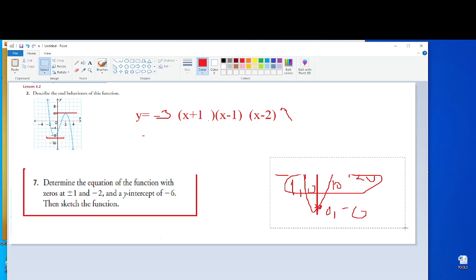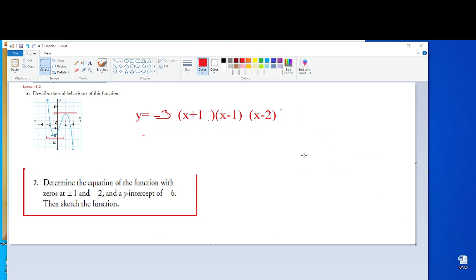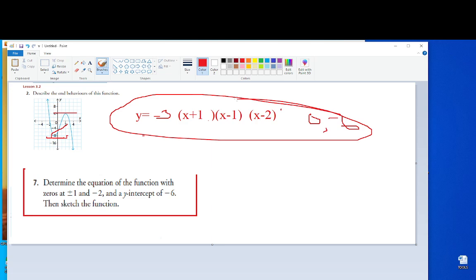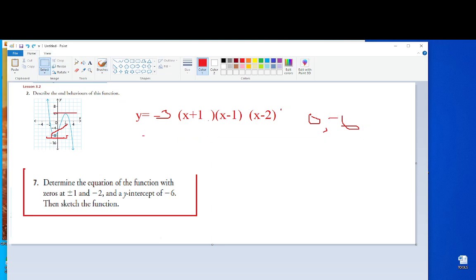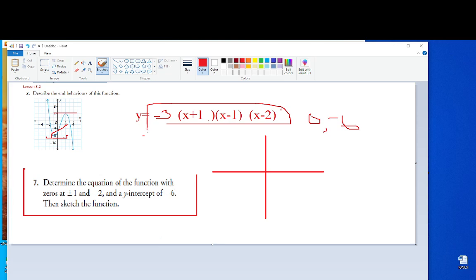You can test this out in Desmos and see if indeed this graph passes through 0, minus 6 and meets all these x-intercepts. I'm pretty sure it will, and that's why Desmos is very useful. You could also graph it yourself if you want. And you could take other values of x. For instance, we could take 0 and discover indeed this comes out to minus 6. So we know that works.